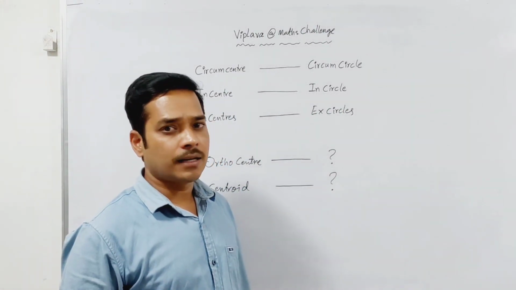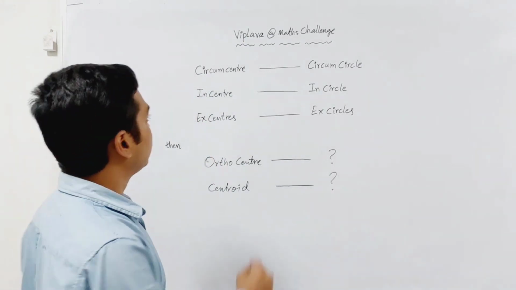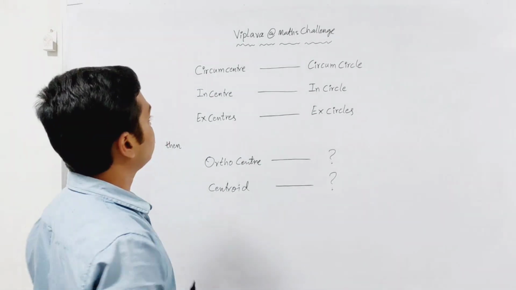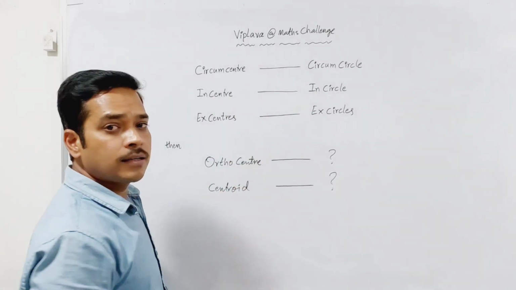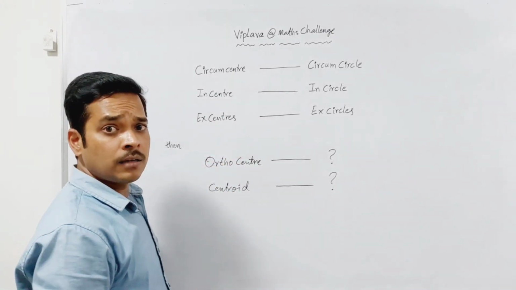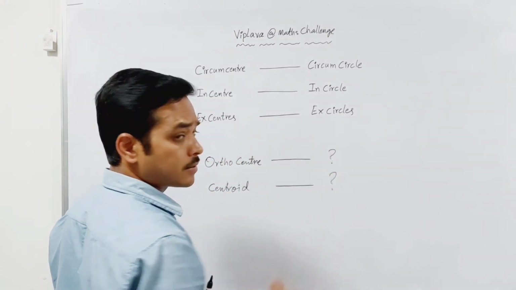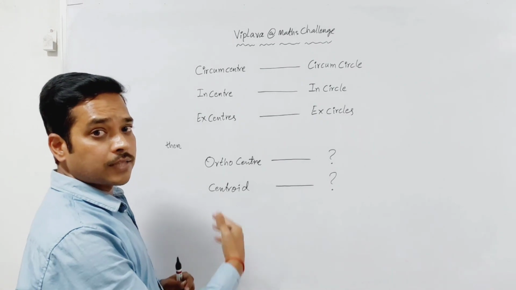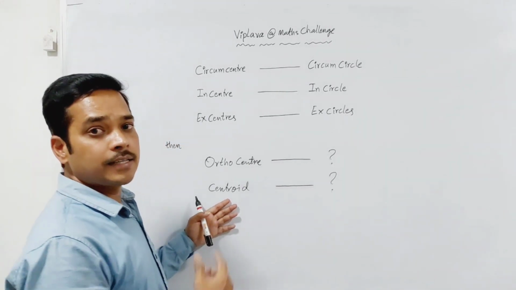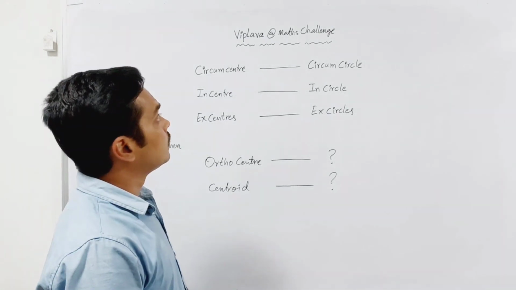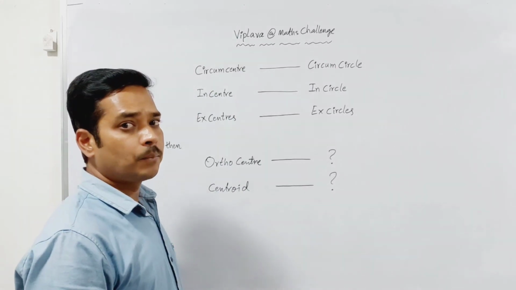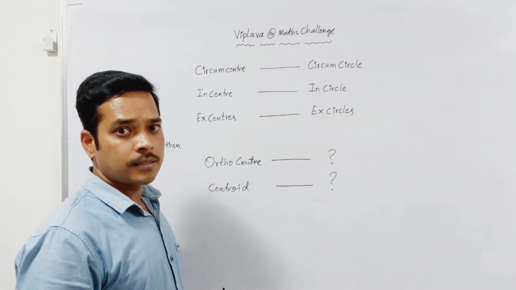Today my maths challenge is, we know that circumcenter is the center of circumcircle. Incenter is the center of incircle. Excenters are the centers of excircles. Then orthocenter is center of which circle? Centroid is center of which circle? This is my maths challenge. Please comment your answers in comment box.